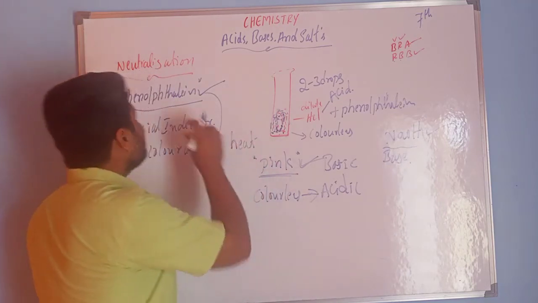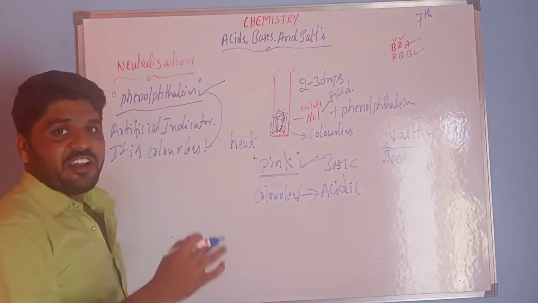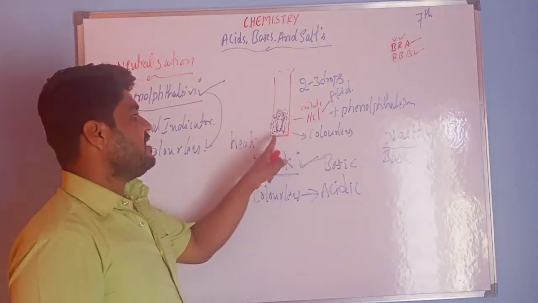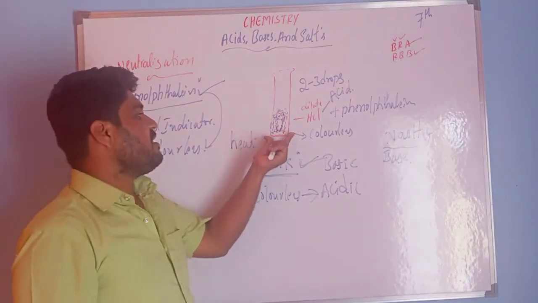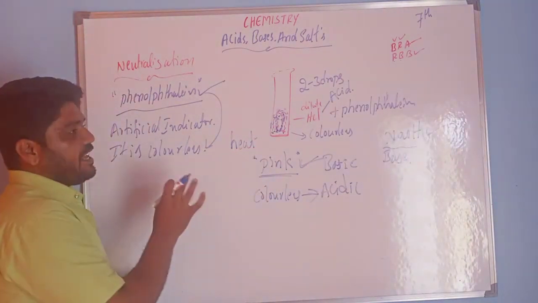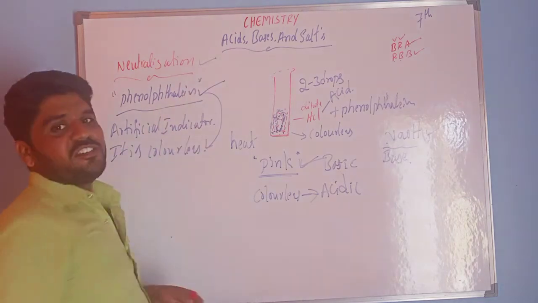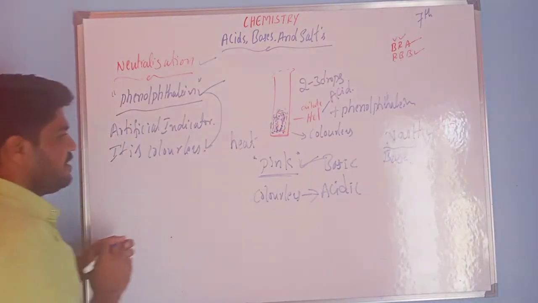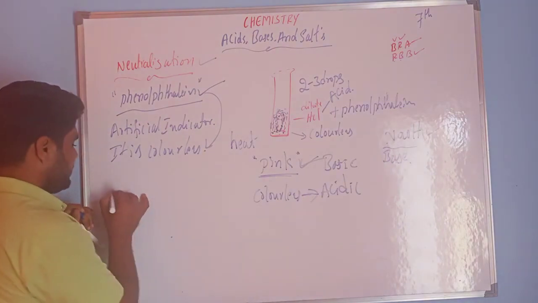That means in this neutralization reaction, heat is liberated or evolved. That's why this test tube changes like a heat. Okay, so now can you understand the neutralization reaction? So it is a chemical reaction. I am going to write the definition.